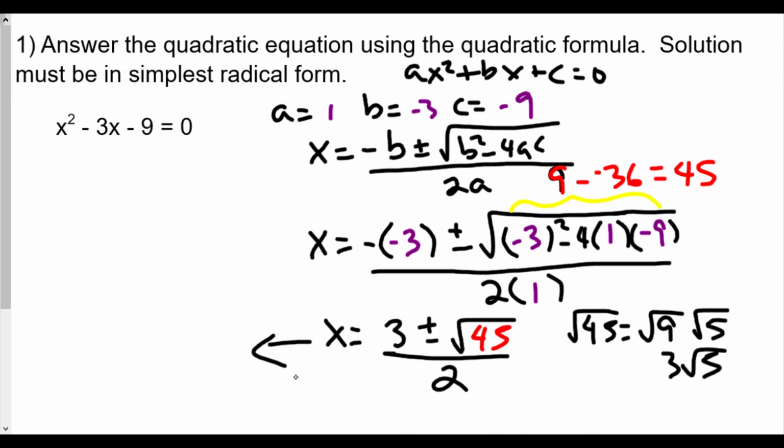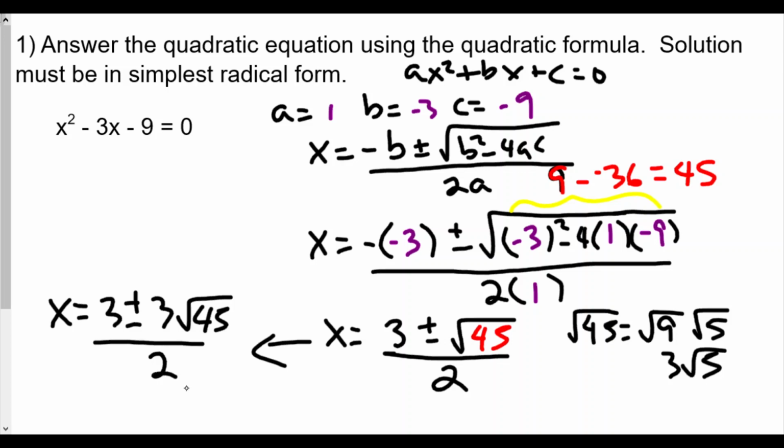So here we're going to replace the square root of 45 with 3 square root of 5. So our answer is going to be x equals 3 plus or minus 3 times the square root of 5, over 2. And this is totally good. Do I need to separate them as 2 answers? This is fine. You could, if you want to, write x equals 3 plus 3 square root of 5 over 2, and x equals 3 minus 3 times the square root of 5 over 2. You could, but in the process of doing that, you might make an error. So I avoid that. Okay?